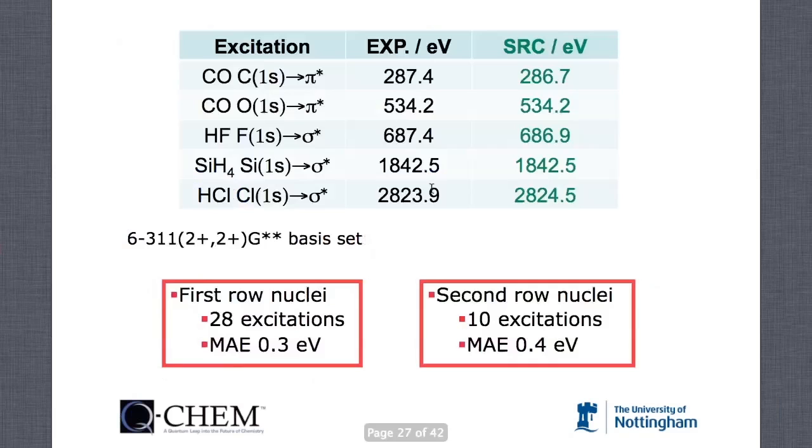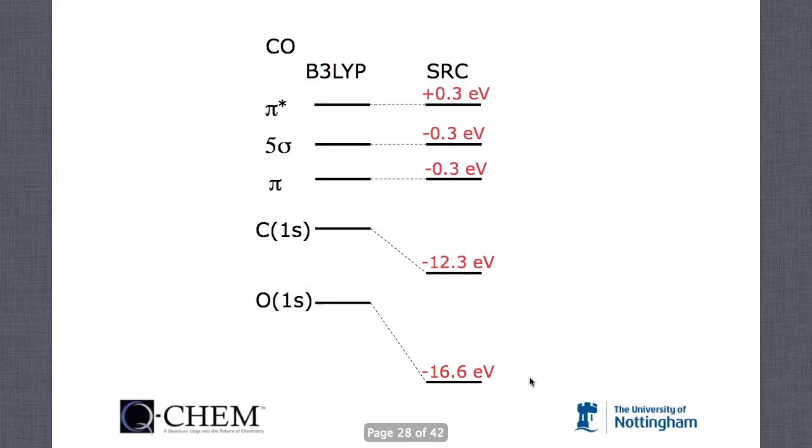Okay, so does this thing work? So here are our computed excitation energies again, and here you can see what we get from experiment. You can see now these numbers match up much closer than what we got before. When we look over a larger set of excitations, we get an average error of about 0.3 electron volts for first row nuclei and slightly more for second row.